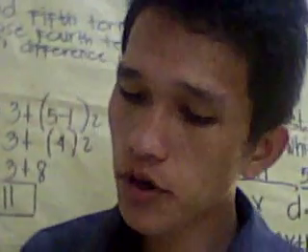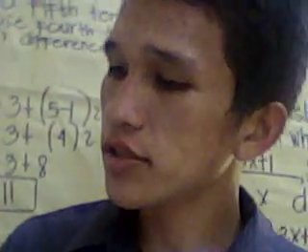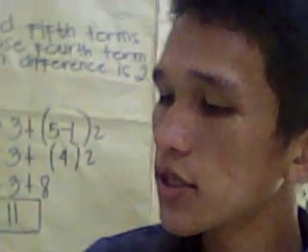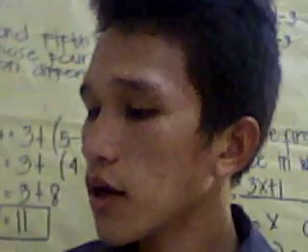A sequence is a succession of numbers which follow a fixed pattern. A sequence is finite if it has a limited number of terms, and infinite if it does not.